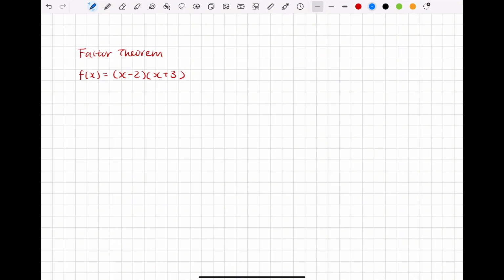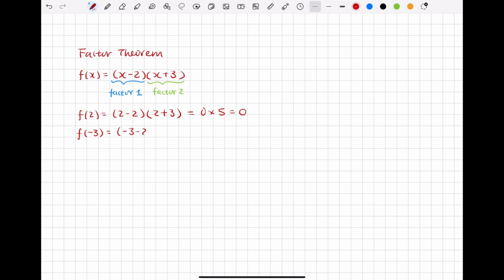So let's first look at f(x) = (x − 2)(x + 3). Now x − 2 is factor 1, x + 3 is factor 2. Let's try f(2). f(2) equals (2 − 2) multiplied by (2 + 3), which is 0 times 5, and that is 0. If we try f(−3), (−3 − 2) multiplied by (−3 + 3), that is −5 times 0, which is 0.